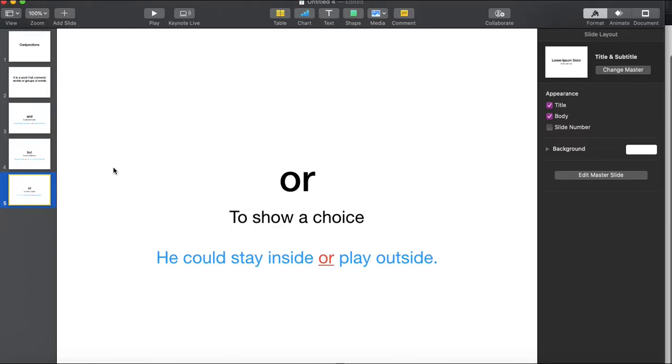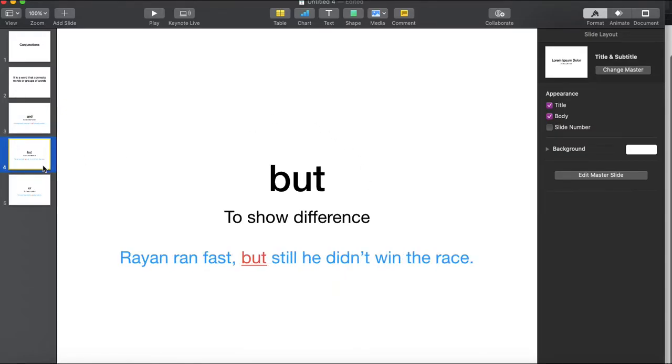Now, when do I use the conjunction or? Only to show a choice. If I have to choose between two, I'll use the conjunction or. He could stay inside or play outside. I could eat chicken or beef. So in this case, I use the conjunction or. Now, we had several examples of the conjunctions and, but, or.